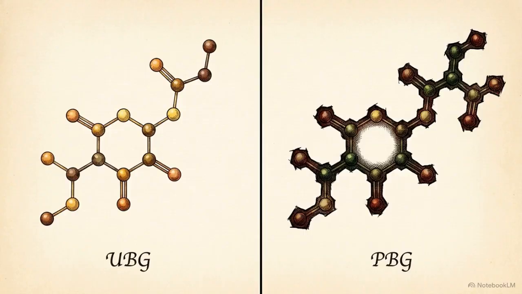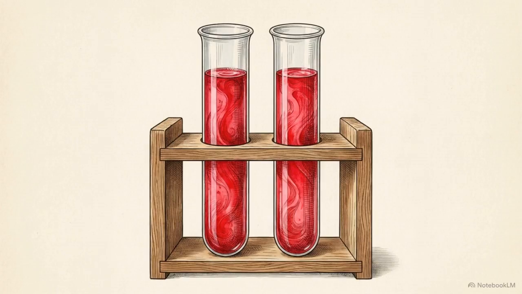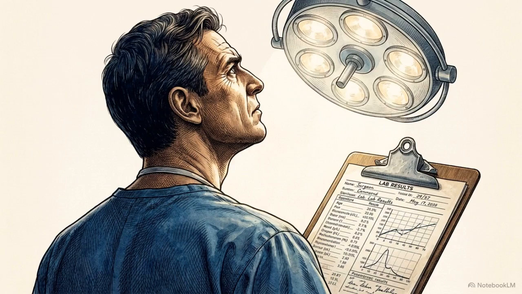Lab technicians also have to watch for a biological imposter. A rare genetic condition called acute intermittent porphyria floods the urine with porphobilinogen, or PBG. PBG reacts with the laboratory acid in the exact same way, turning cherry red and faking a liver failure signal. This creates a diagnostic nightmare that could lead to an incorrect medical intervention.